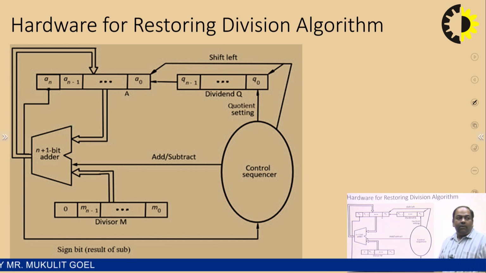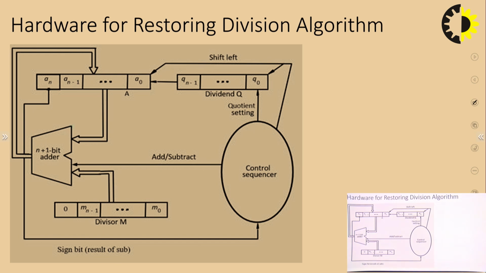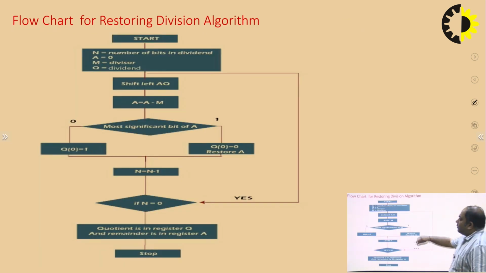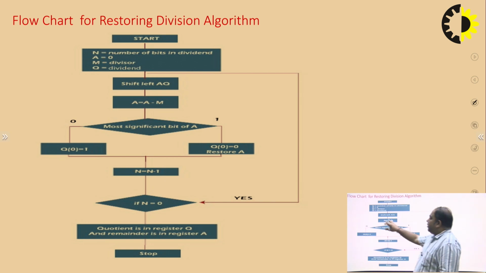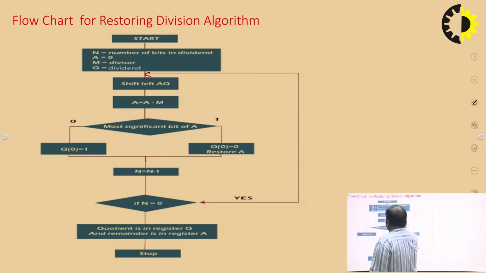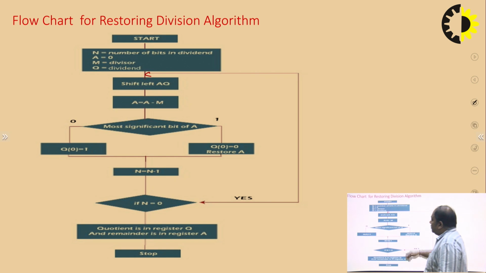Now we are moving to the flow chart of restoring division. In the flow chart, we define n as the number of bits in the dividend. A is equal to 0, M is equal to the divisor, and Q is equal to the dividend. In the first step, we do a left shift of AQ. First we shift the content of A and Q 1 bit to the left.